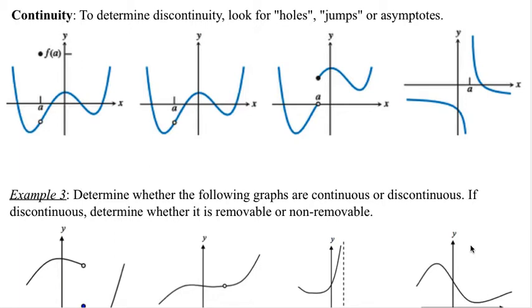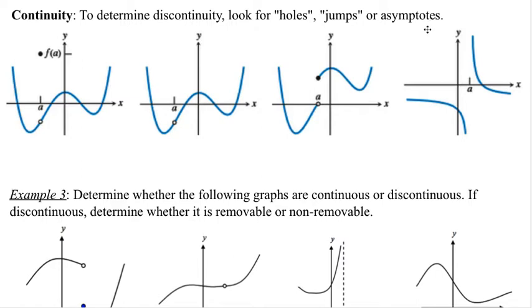So let's go ahead and look at identifying discontinuities in our graphs. And a discontinuity is basically a hole or a jump or an asymptote. We talked a little bit about asymptotes before. Asymptotes are just vertical or horizontal lines that graphs approach but never quite get to.